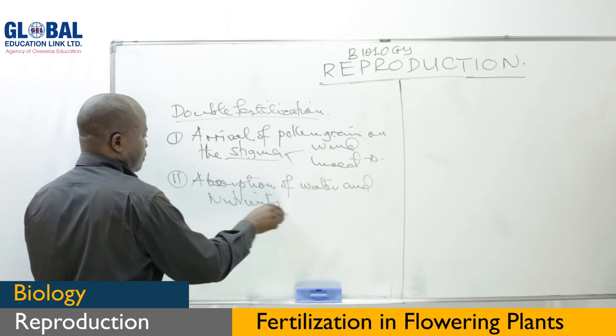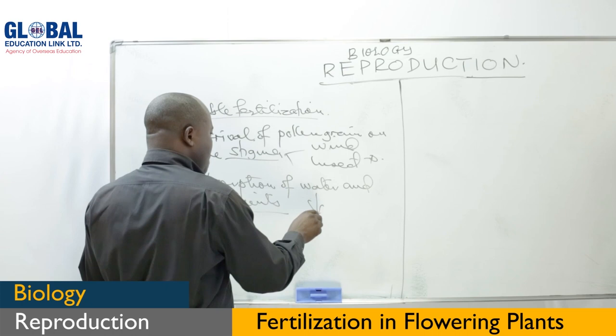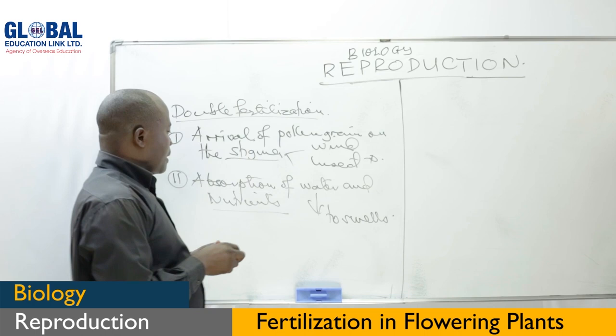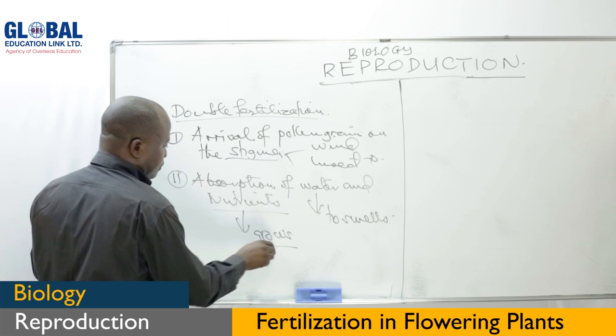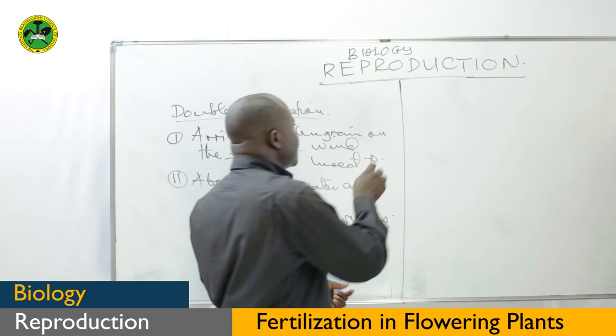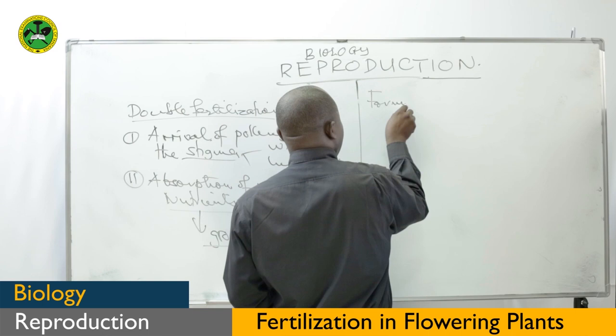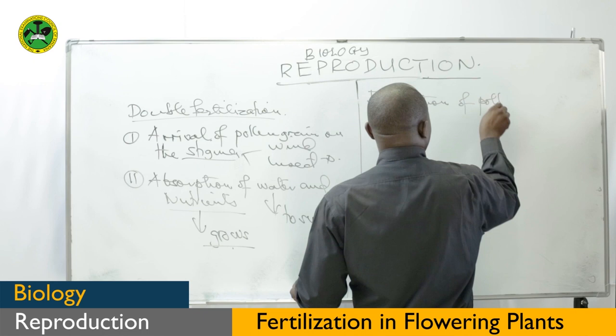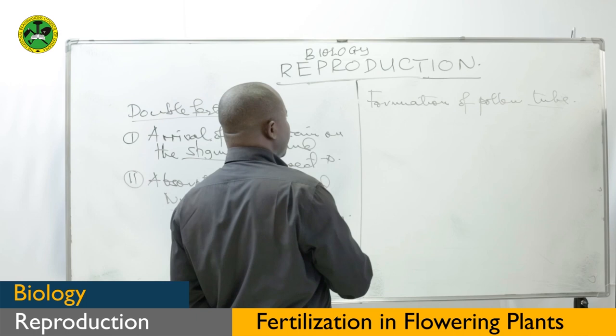This aspect is very important because water enables the pollen grain to swell. But these nutrients enable the pollen grain to grow. Therefore, after this aspect has taken place, the pollen grain swells and grows. This growth leads to what? It leads to formation of pollen tube. Formation of pollen tube being the third event.